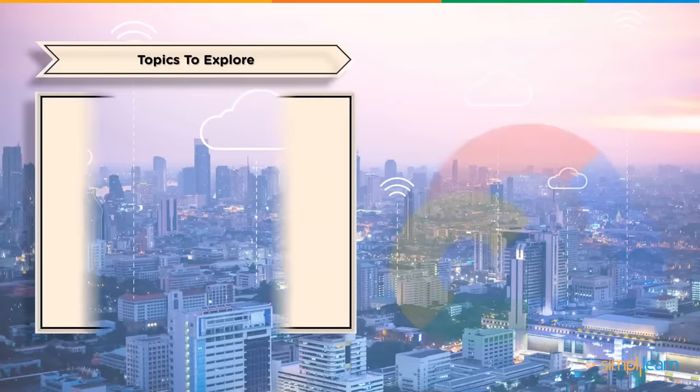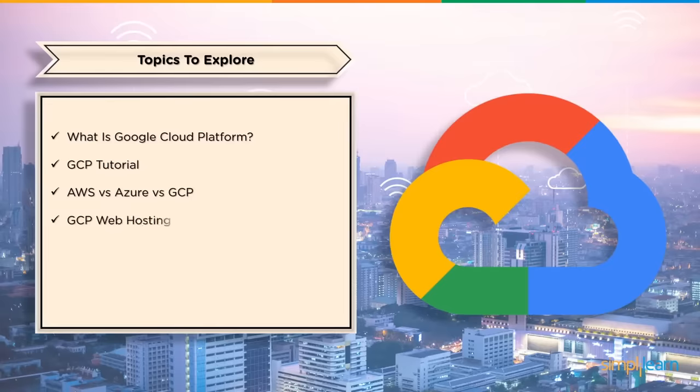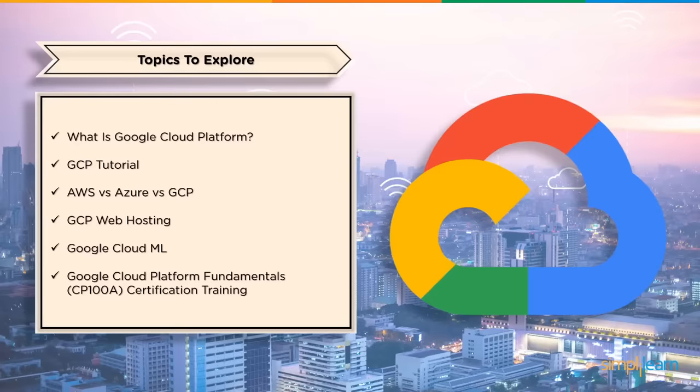But before diving deep into the concepts, we will first cover the basics, starting with understanding what is GCP, followed by the GCP tutorial in which we will explore GCP services and its infrastructure. Then we will have a quick comparison between GCP, AWS, and Azure, along with hands-on experience with GCP. Then we will move on to GCP web hosting. And then we will understand Google Machine Learning with proper demonstration. And at last, we will look into the essentials of Google Cloud Platform fundamentals and how to exactly prepare for it. By the end of this video, I can assure you that all your GCP-related concepts would have been clear.